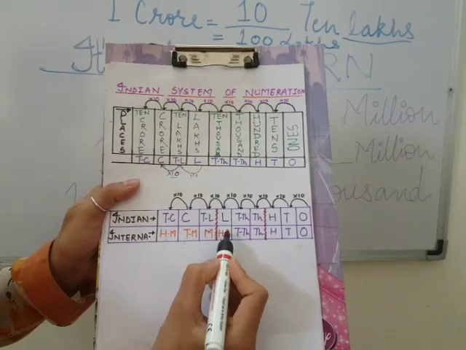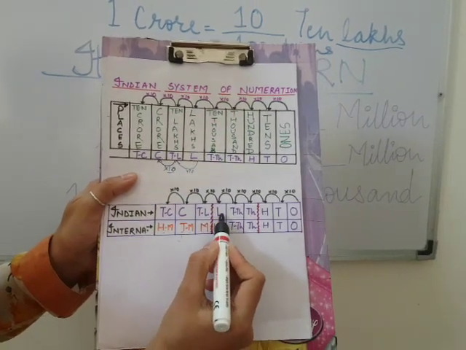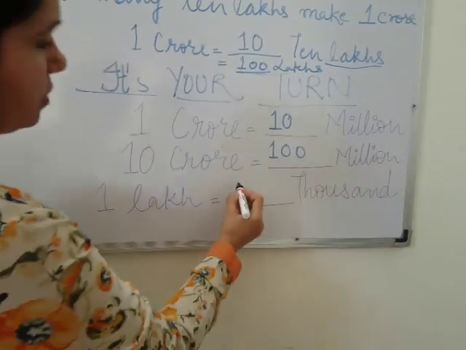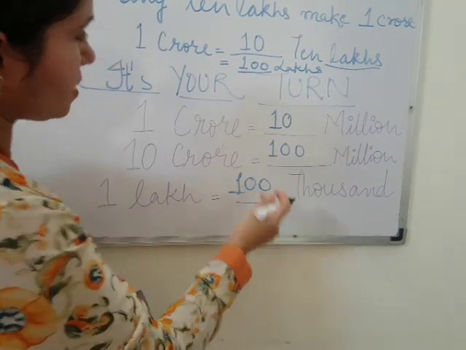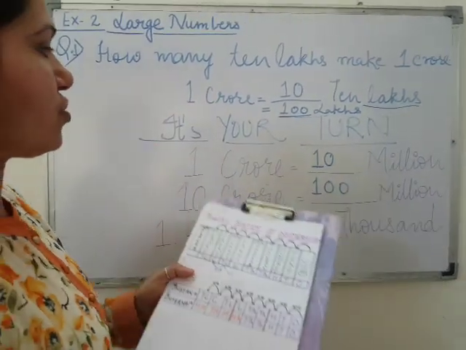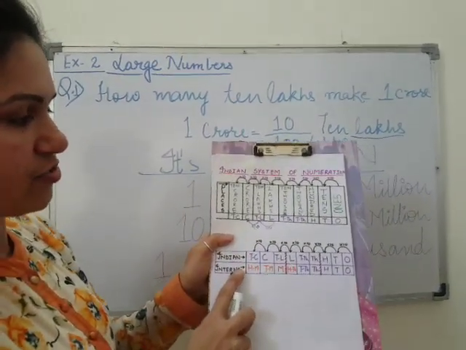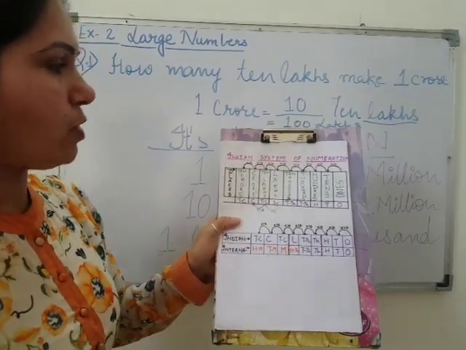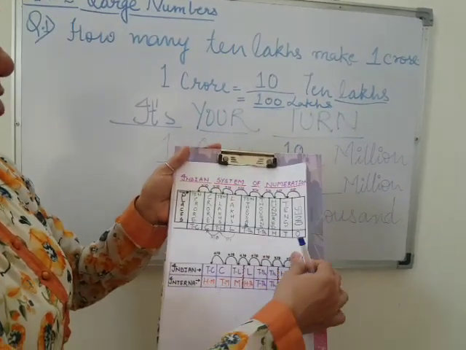And our last question is, 1 lakh equals how many thousand? Here you can see that 1 lakh equals 100,000. So by this way you can check the places of each number in the Indian and international number systems. This is the last topic of exercise 2. Let's have a quick recapitulation of it.